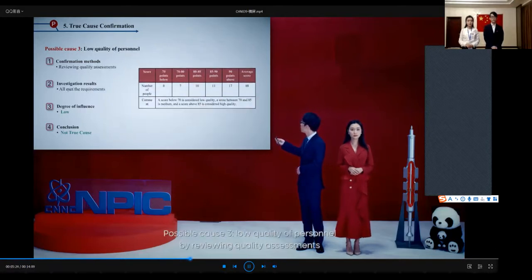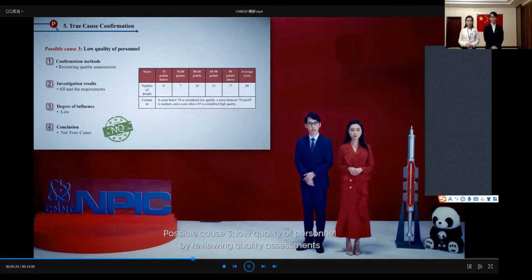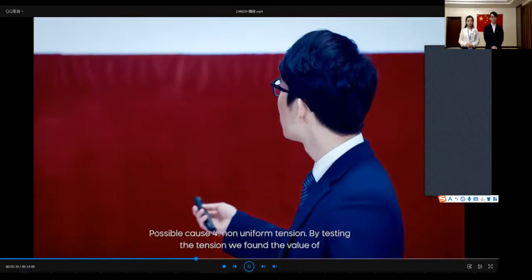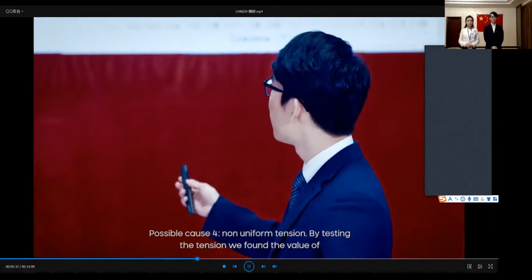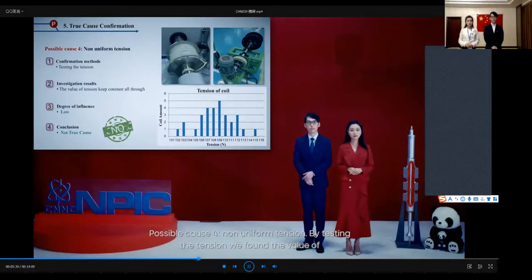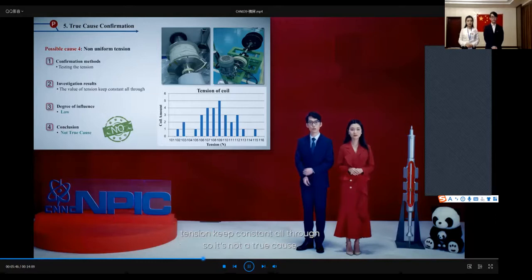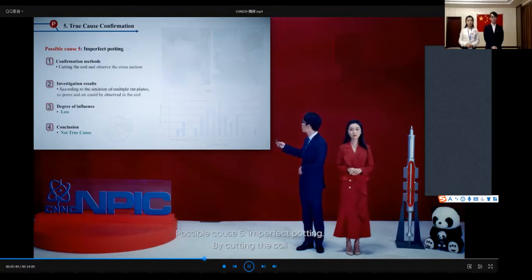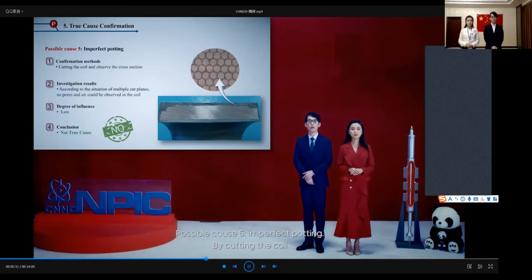Possible cause 3. Low quality of personnel. By reviewing the quality assessments, they all met the requirements, so it's not a true cause. Possible cause 4. Non-uniform tension. By testing the tension, we found the value of tension kept constant all through, so it's not a true cause. Possible cause 5. Imperfect potting. By cutting the coil, no pores and air could be observed, so it's not a true cause.